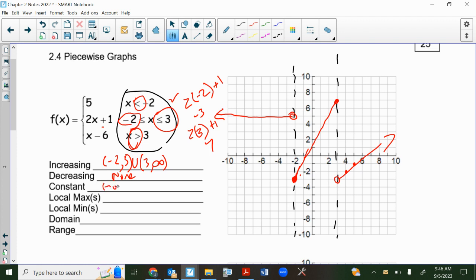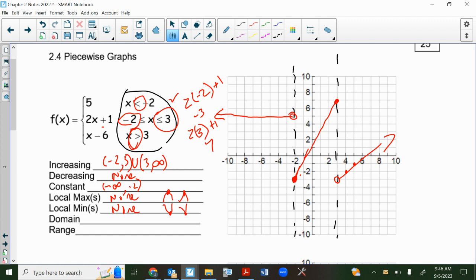Constant, well, that would be from negative infinity all the way to negative 2. Because again, you're looking at this section over here. The x values from negative infinity to negative 2 give us that. Local min and max, there are none because remember, for a local max you have to have the hilltop or the peak, where the local min is the valley or the bottom of the V.